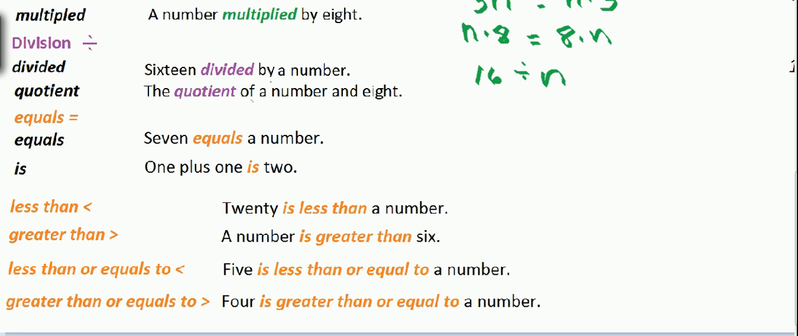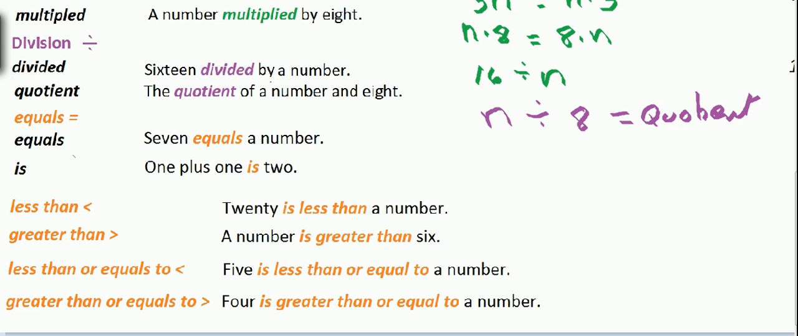And the quotient of a number and 8. The first number is our variable divided by 8. The result is the quotient. So when you see the word quotient, it's going to be the result of what you do to these two numbers. And the first number should be the first number you list typically in your equation.